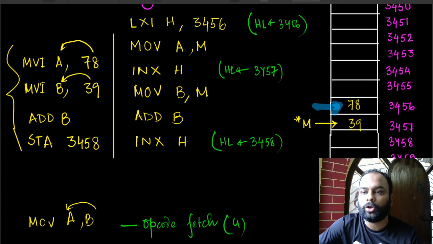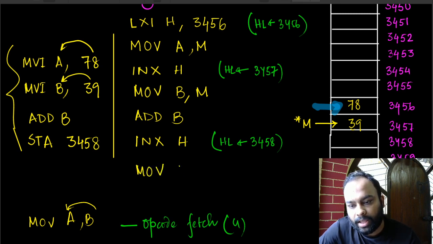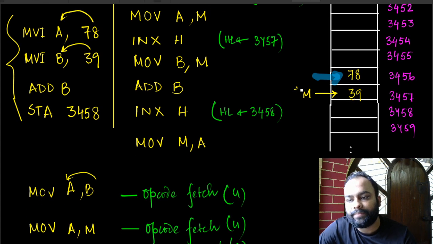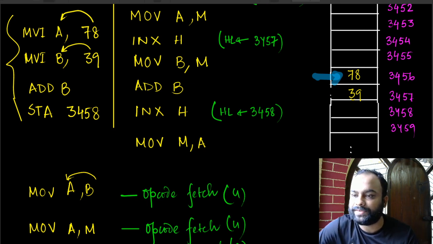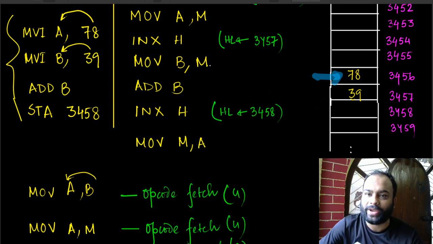Now what if I execute an instruction that does this? Move m comma a. If I say move m comma a, what happens? Can anybody tell me in the live chat? I know you have been patiently waiting because we had internet issues, right? But yeah, tell me.